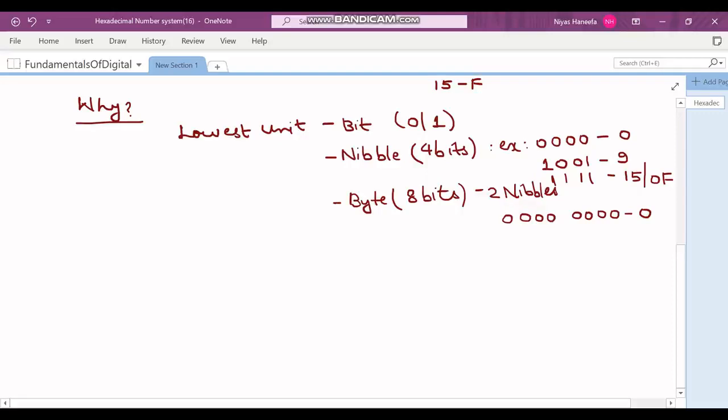Similarly, here the lowest value is this one, and the highest value is what? 1111 1111. This corresponds to what? What will be the value in decimal number system? 1, 2, 4, 8, 16, 32, 64, 128. So this corresponds to 255, whereas this is 2 nibbles. In hexadecimal, this corresponds to FF.